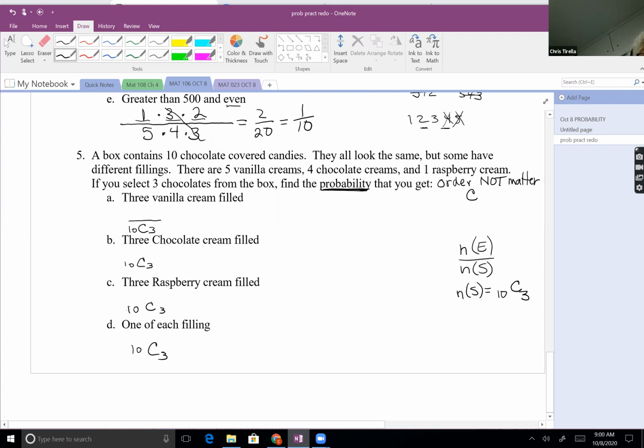Is that executive decision okay for everybody? 10C3 is 10, 9, 8 over 3, 2, 1. And so I think that gives me 120. If you picture me doing it in the air like that, is that what you guys are getting?